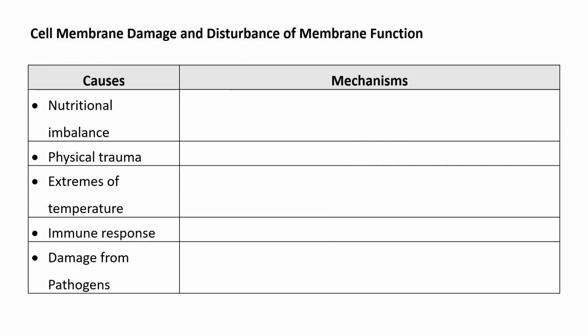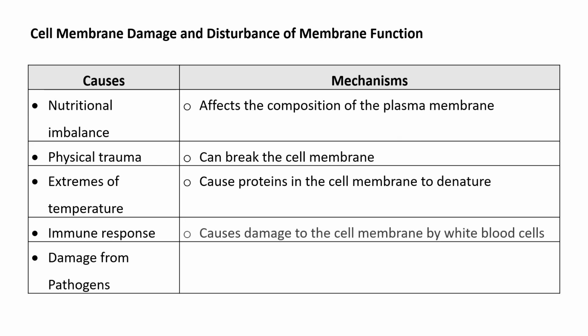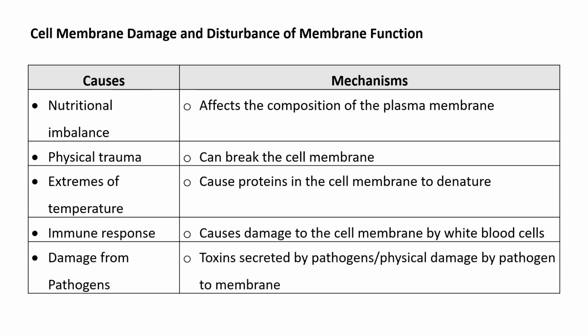So cell membrane damage and disturbance of membrane function. Nutritional imbalance affects the composition of the plasma membrane. Physical trauma can break the cell membrane. Extremes of temperature cause proteins in the cell membrane to denature. Immune response causes damage to the cell membrane by white blood cells. And damage from pathogens, toxins secreted by pathogens, or physical damage by pathogen to the membrane.